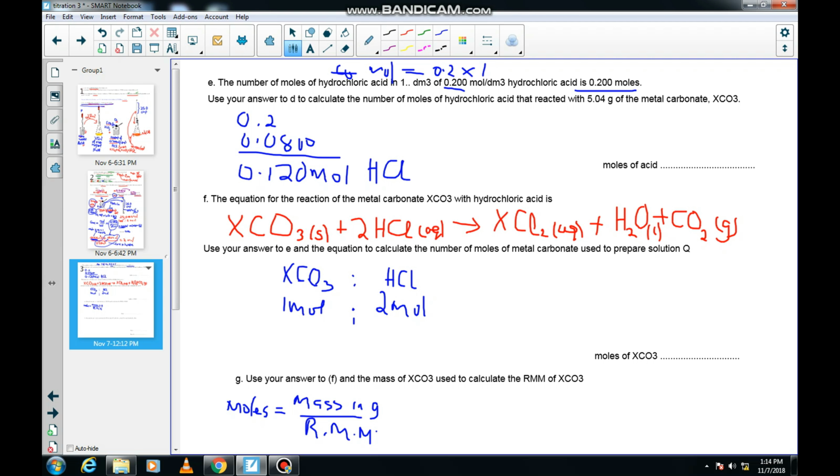There is one thing especially, you are told to use your answer to D to calculate the number of moles. Make a habit of writing your answers in the spaces provided, otherwise you will be regarded to have missed or omitted such a question.